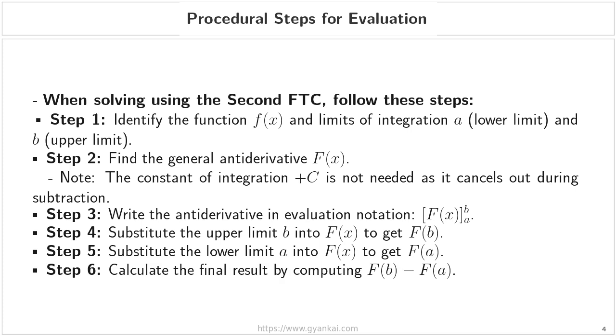Step 6, finally, and this is the crucial last step, calculate the difference between F of b and F of a. That is, subtract F of a from F of b. This difference, F of b minus F of a, is the value of the definite integral. It represents the net change, or the total accumulated area, under the curve f of x between x equals a and x equals b. We'll see this process in action on the next few slides with some examples, but make sure you have these 6 steps firmly in mind. They're the key to successfully applying the second fundamental theorem of calculus.